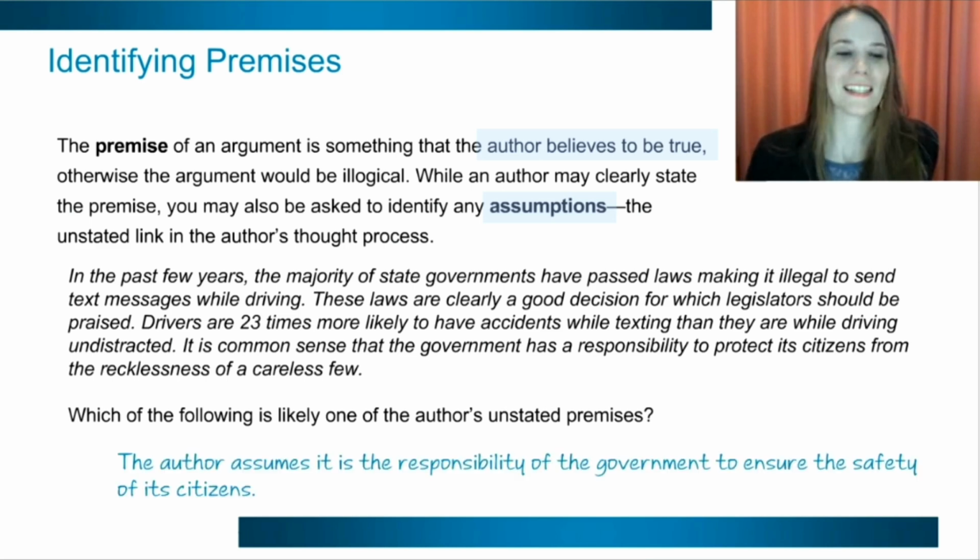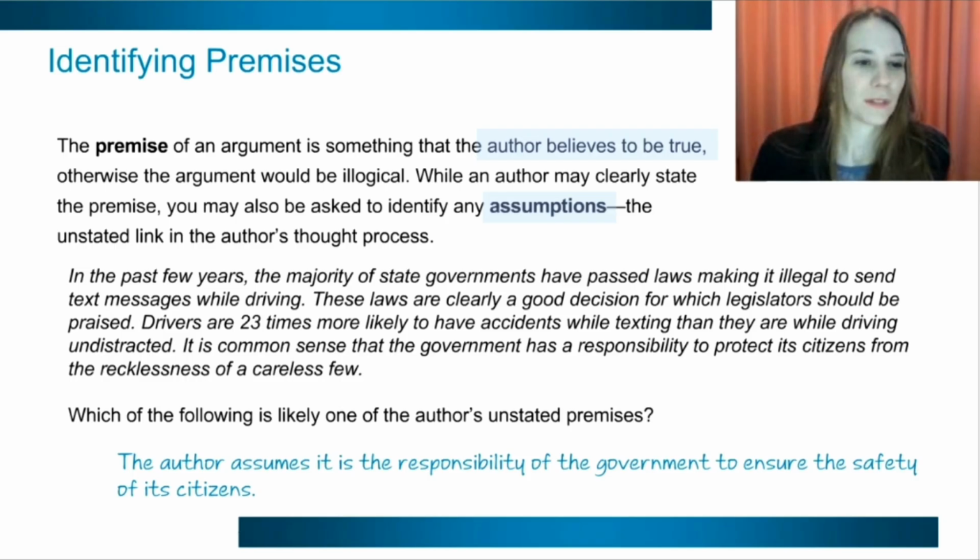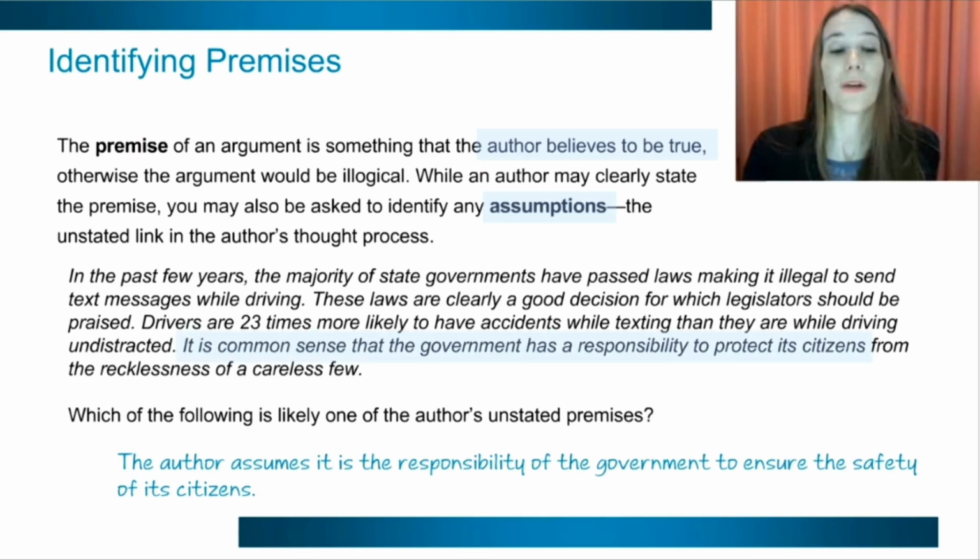Well, one way to state this is that the author assumes it's the responsibility of the government to ensure safety of its citizens. In fact, the author says right here, it's common sense that the government has a responsibility to protect its citizens. So in order for the author to say, well, laws that prevent accidents are a good thing, the author must assume that it is the government's role to pass laws that encourage safety or that ensure safety of people on the road. If the author didn't think that it was the government's role to do that, then the entire argument of these laws being a good idea, and here's why, completely falls apart. There's no foundation for that line of reasoning at all.